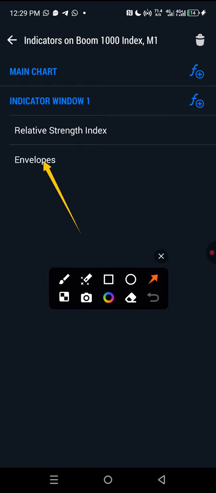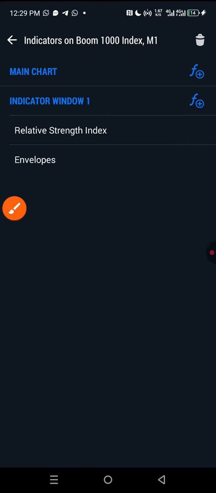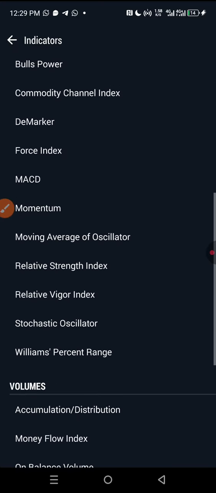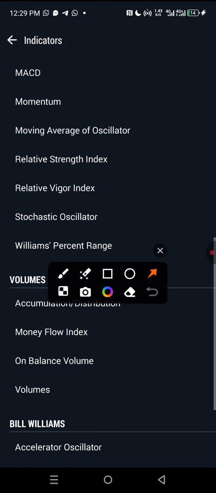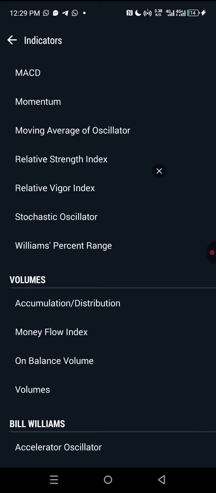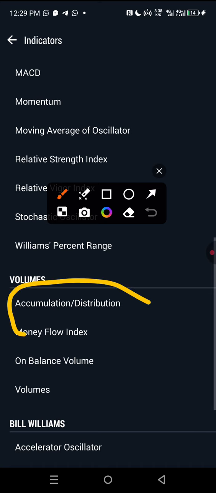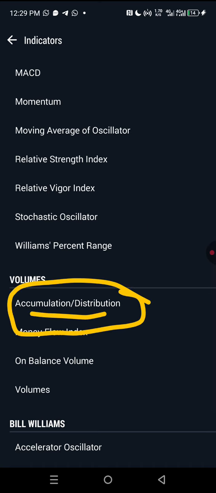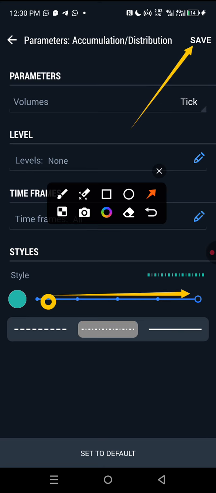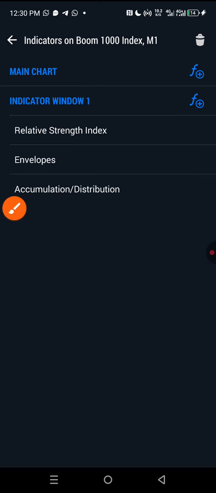Look at the envelope. Okay, so the third thing you add to it is you go to F plus, indicator window 1 or window 2 or window 3, depending on what you have, and look for accumulation distribution. Look at it here. Are you seeing it? Of course you can see it. So tap on it. Don't change anything, just drag this pixel to the front. All right, and click on save.